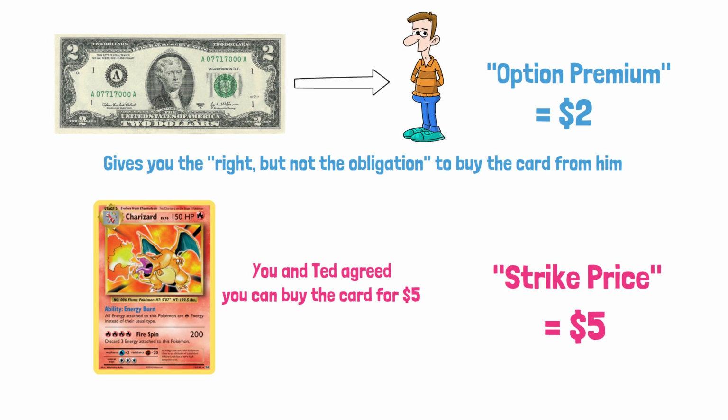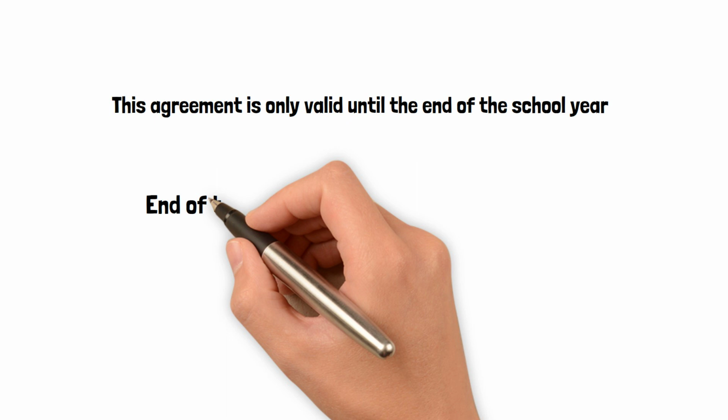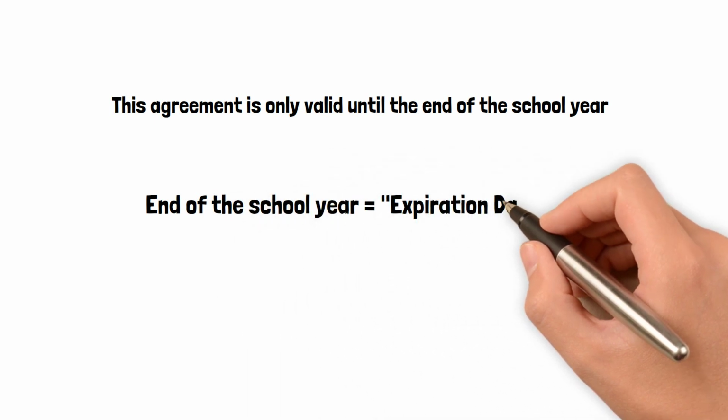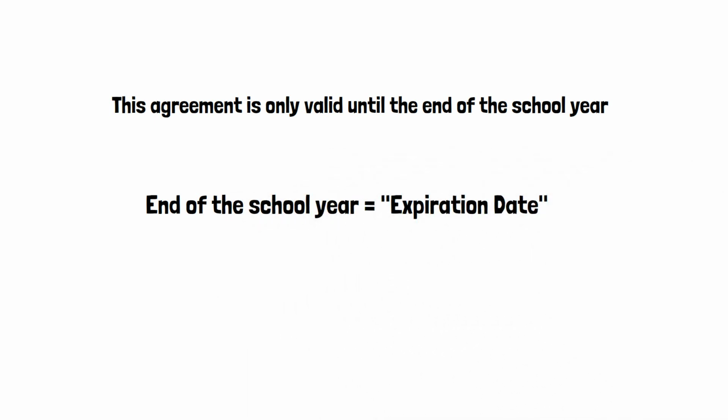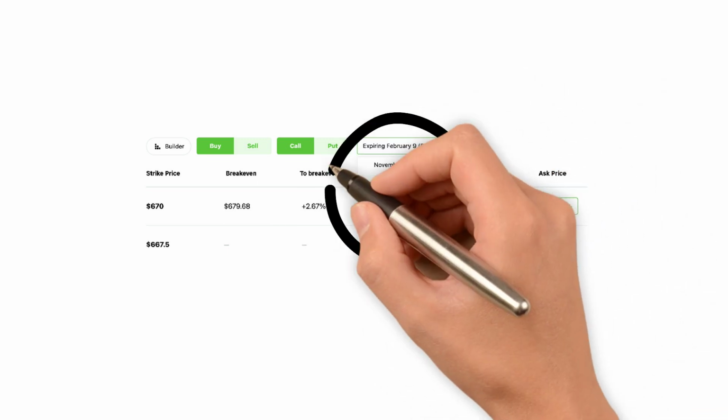When is the expiration date? In this example, it was the end of the school year. All options contracts have to have an expiration date. In the stock market, there are many expiration dates ranging from days to months to years. They commonly place these on Fridays.